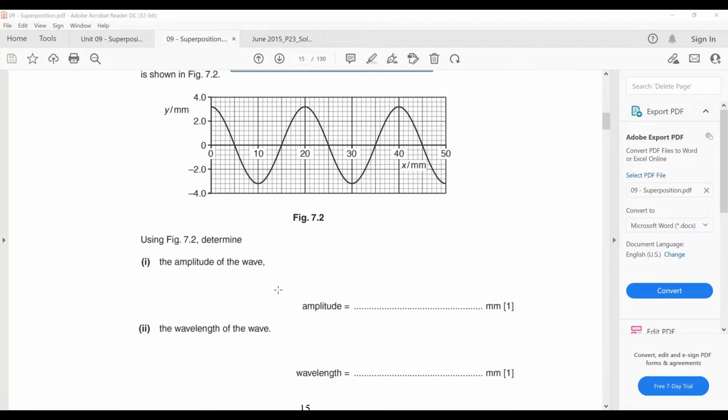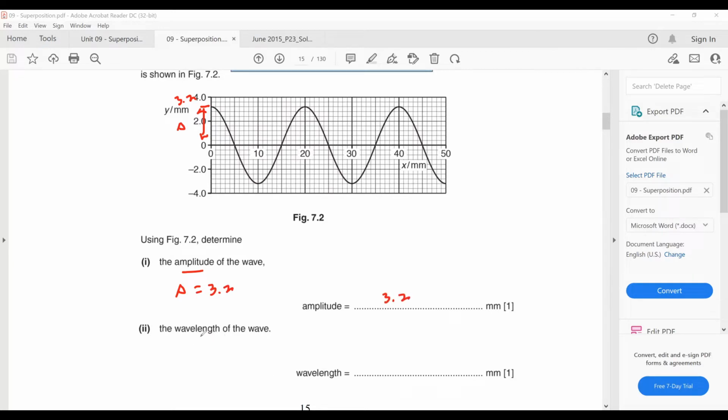This one should be quite straightforward. This one won't take you a long time to see. They want the amplitude of the wave. Amplitude, you know, is this one. This one is going to be 2 divided by 5 is 0.4. This one will be 3.2. So amplitude is 3.2 millimeter.